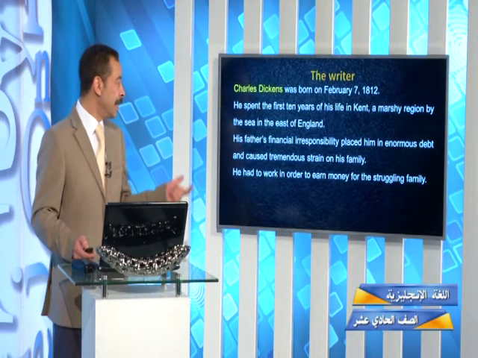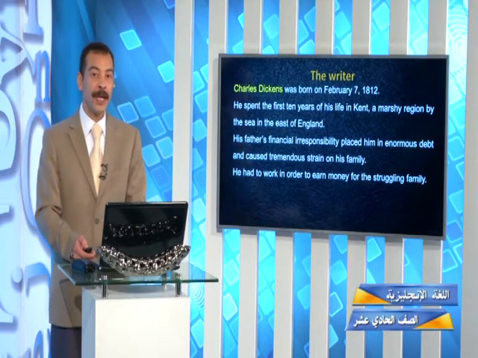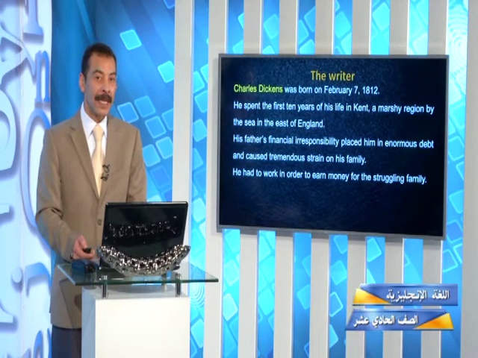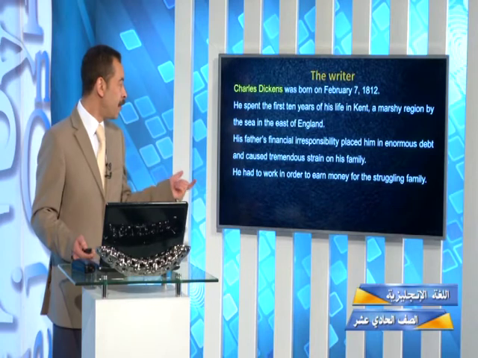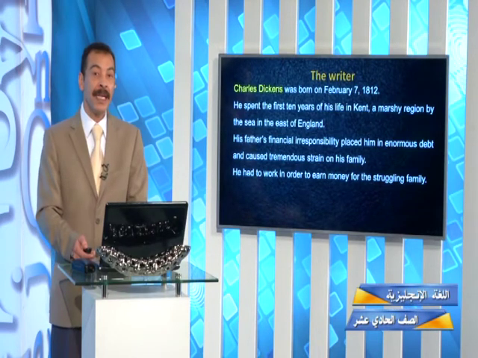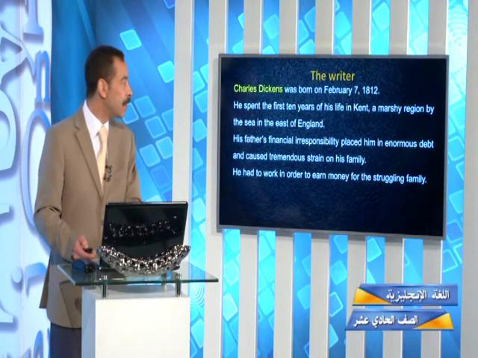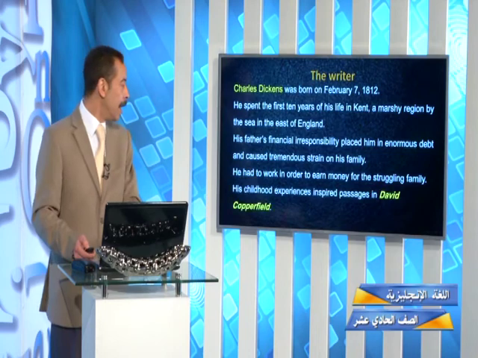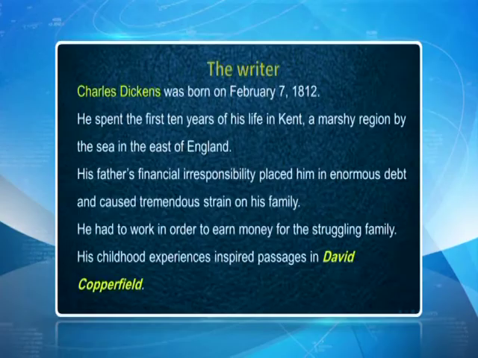For example, his father did not manage his finance wisely, and the fact that Dickens had to work to earn money for the family. These things are similar to what happened to David Copperfield. His childhood experiences inspired passages in David Copperfield. This is what I was saying.